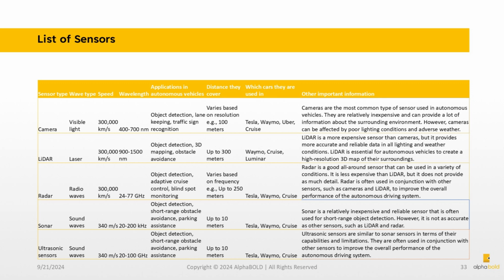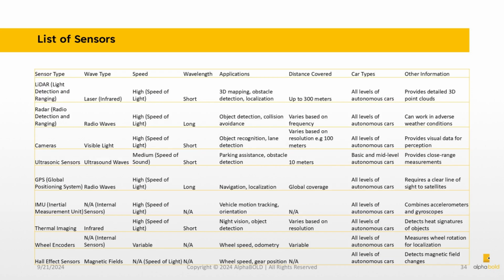Radar uses radio waves for object detection and adaptive cruise control. Sonar and ultrasonic sensors are used for short-range tasks like parking assistance. Each sensor type has strengths and limitations, and autonomous vehicles often combine multiple sensors for optimal performance and redundancy. Autonomous vehicles leverage a variety of sensors to gather comprehensive information about their surroundings. Each sensor type has specific strengths and limitations, and combining them enhances overall perception and reliability.